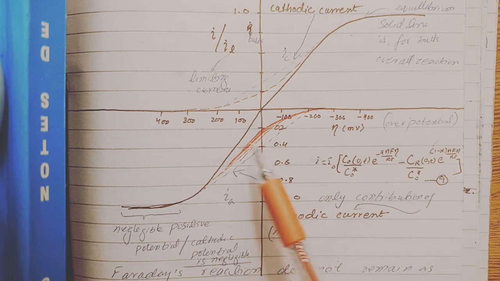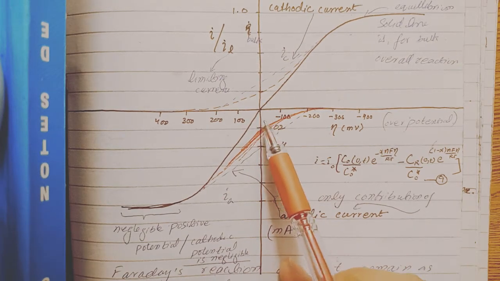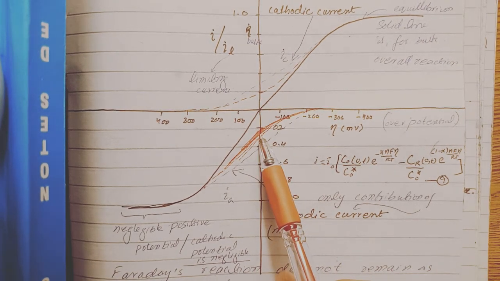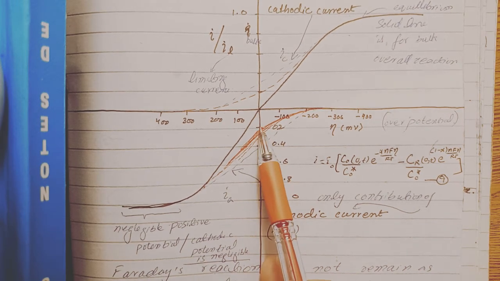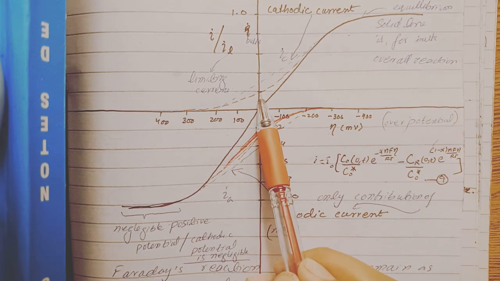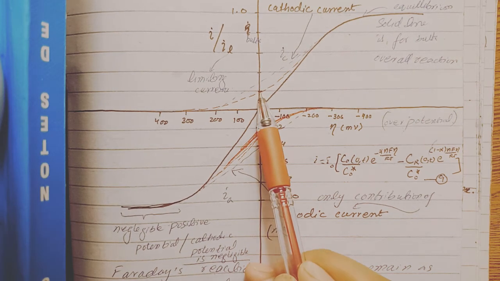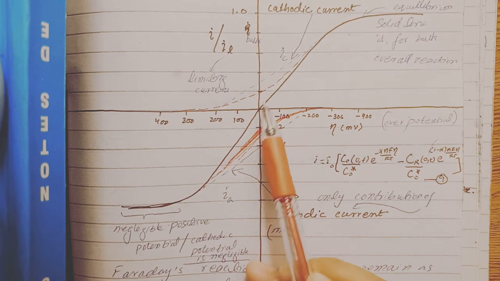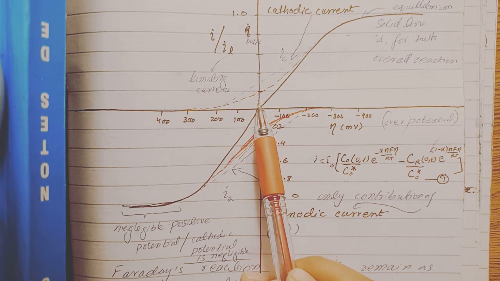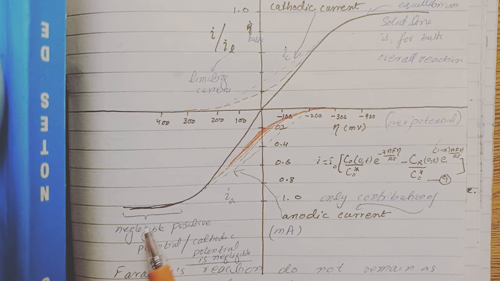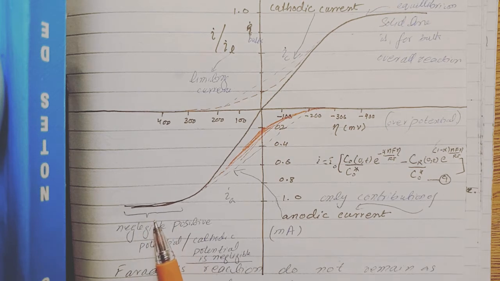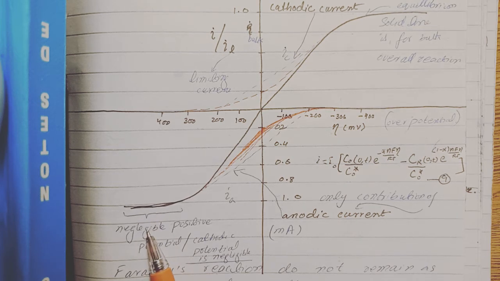So it should be symmetrical. So these are the points where the cathodic and anodic components are equal but the overall current is 0, and this amount of current is known as I naught. Again, here we can see that at large positive overpotentials the cathodic component is negligible and IA is essentially the same as the total current.